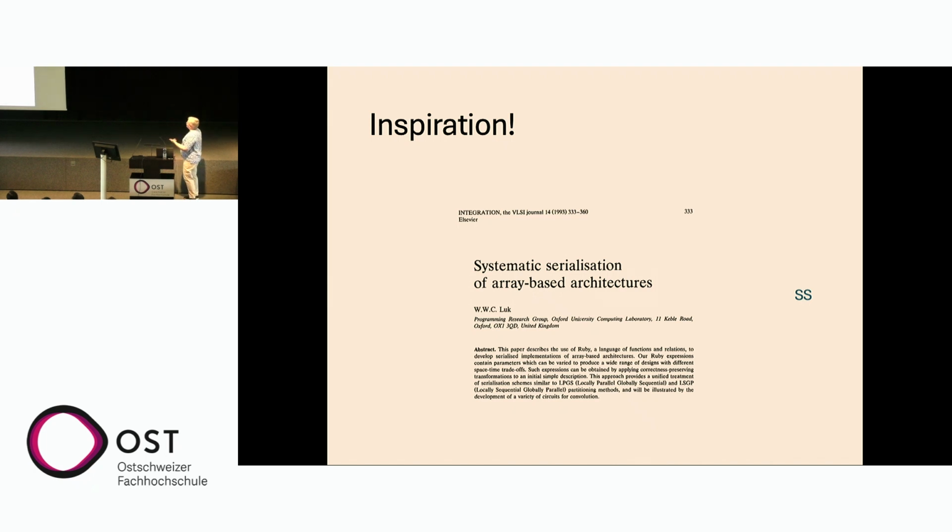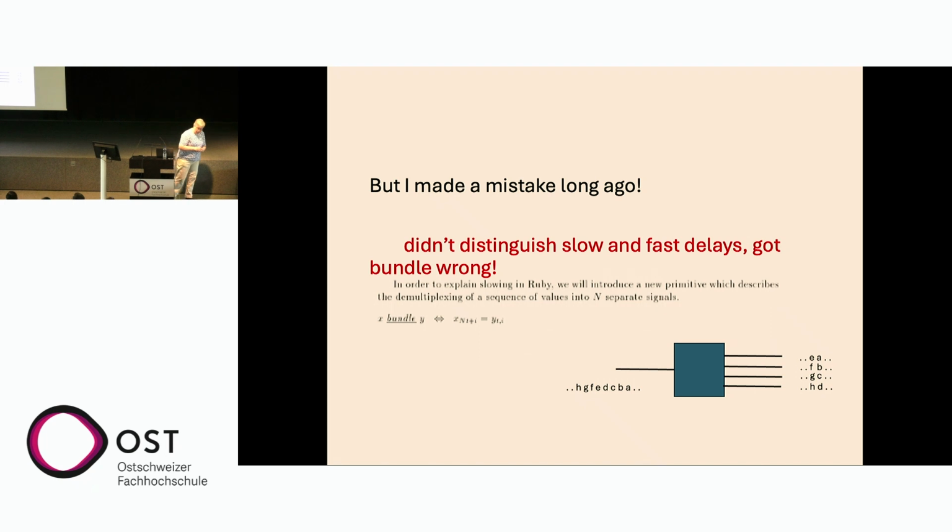And I went back to an old paper about Ruby that Wayne Luk wrote about serializing. This is a lovely paper because it takes an example. He proposes how to think about serializing circuits, folding them up, and then he shows it all on a convolver example. But he uses ideas that I had a long time ago, and I made a mistake a long time ago. So this talk is an admission of a mistake.